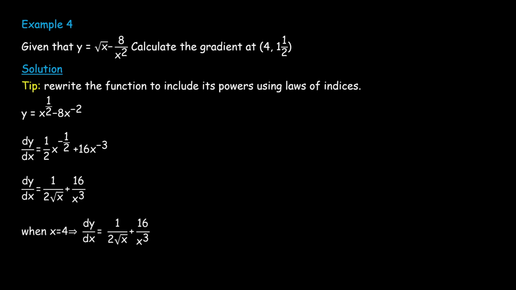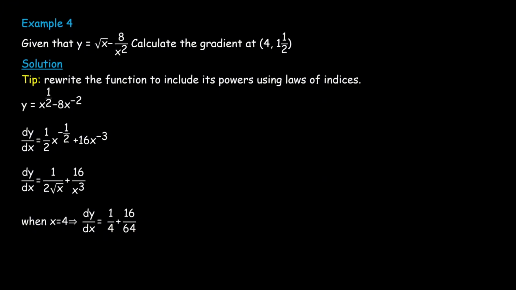Now, when x is equal to 4, right? We need to plug in 4 wherever we see x so that we get 1 over 2 square root of 4 plus 16 over 4 cubed, of which you can use a calculator to simplify. dy by dx being equal to 1/4 plus 16 over 64. Simplifying further and adding up, our derivative would be 1 over 2.